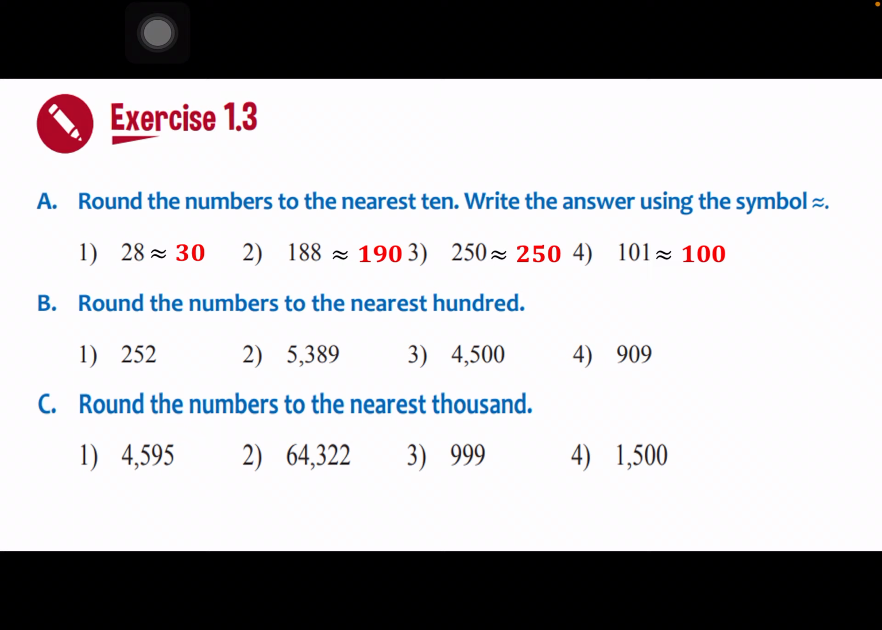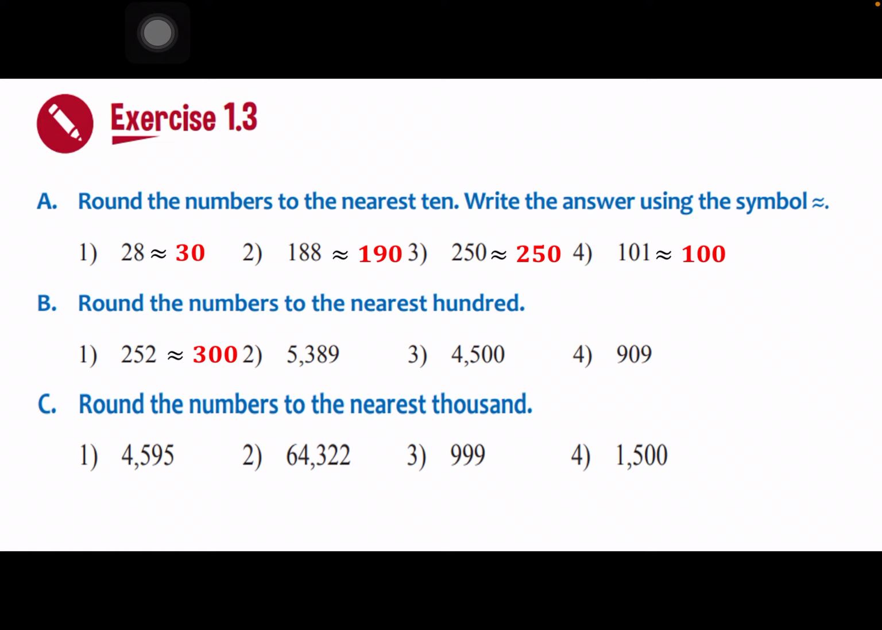Letter B. Round the numbers to the nearest 100. Okay. Number 1 is 252. 2 is in the 100 place. Next is 5, which is greater than or equal to 5. You round the number to 300.